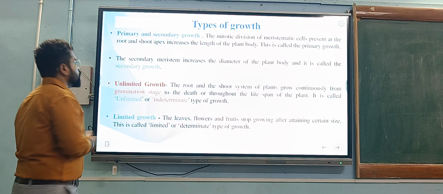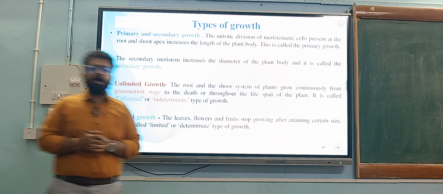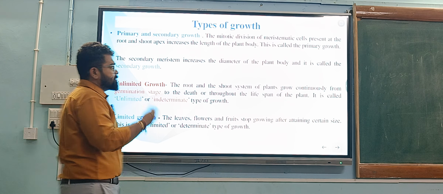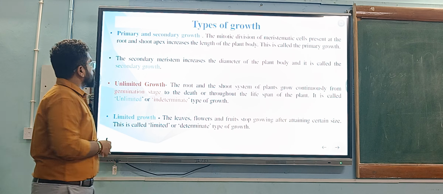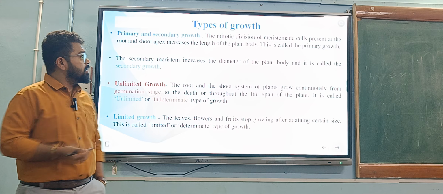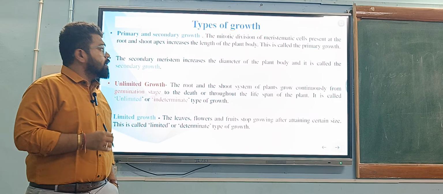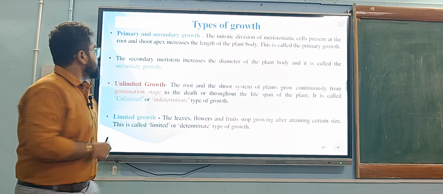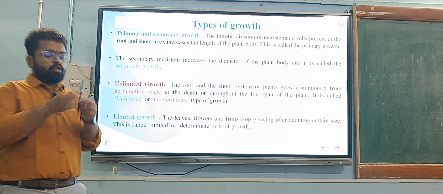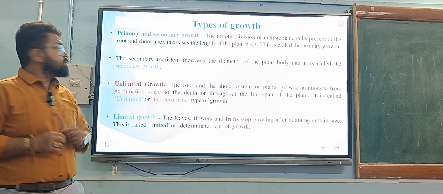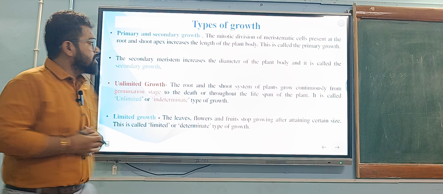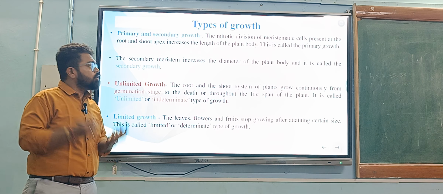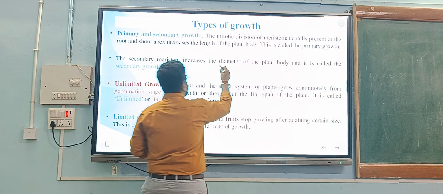Here in the types of growth, we have two types of growth, the primary and secondary growth. What is primary growth? The mitotic division of meristematic cells present at the root and shoot apex increases the length of the plant body. This we call primary growth. The secondary meristem increases the diameter of the plant. We call it secondary growth.